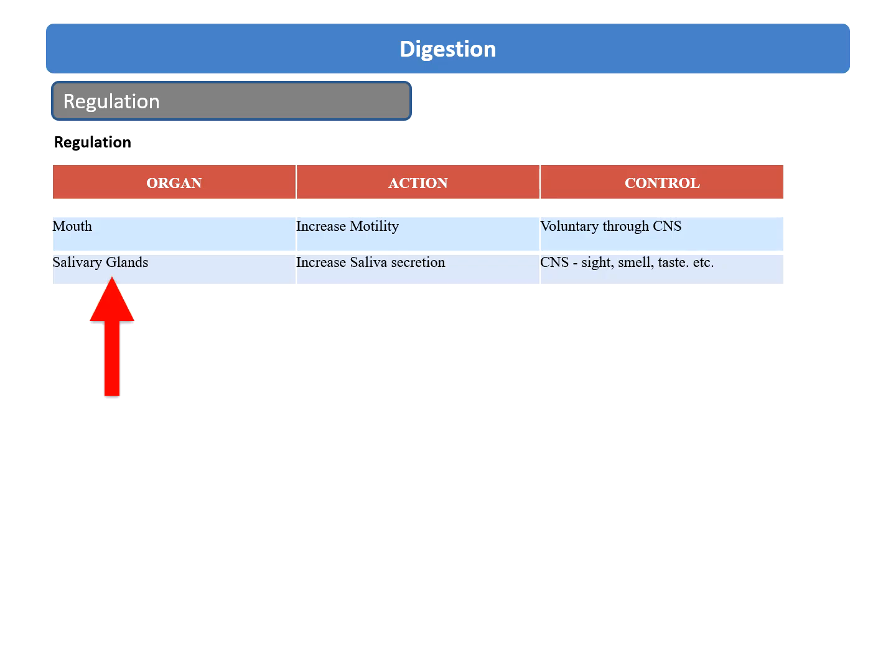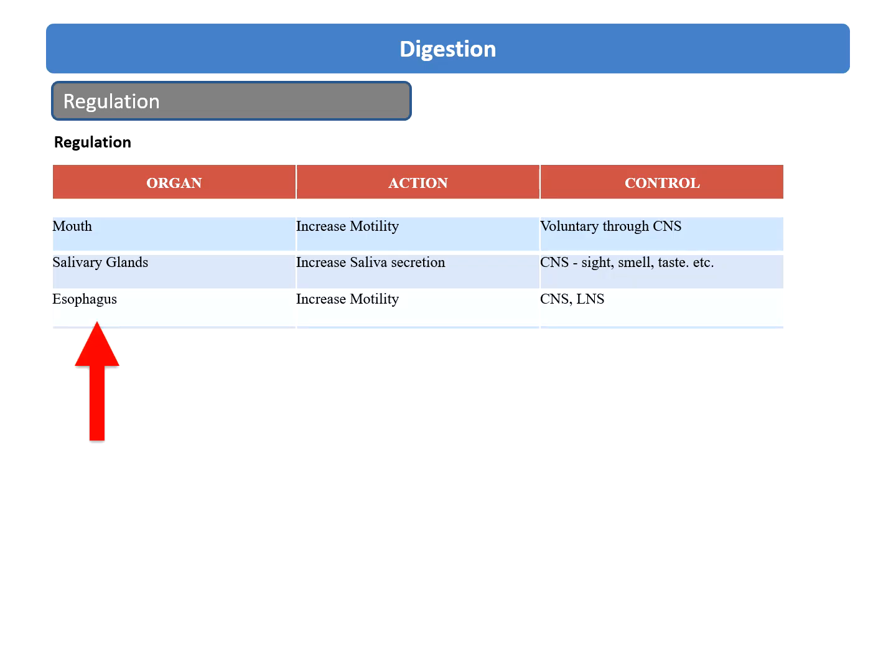About the salivary glands. Their action increases saliva secretion, and it's under control of central reflexes by way of sight, smell, and taste, and so forth. So when you smell dinner cooking, you begin to salivate. The esophagus is the tube, as we said, to the stomach. It involves increased motility, which occurs by way of central and local reflexes.